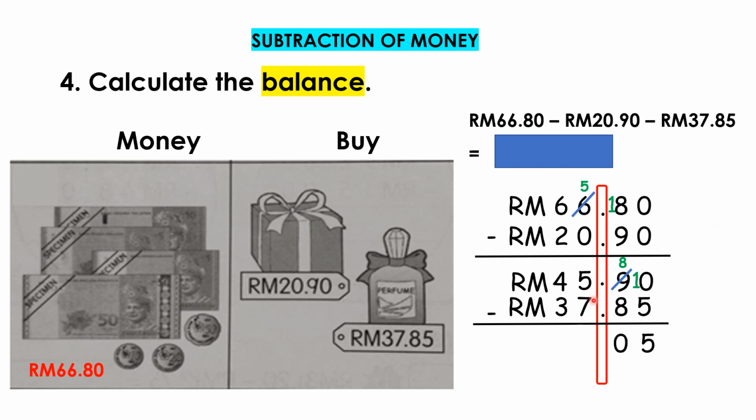Now 5 minus 7. Okay, 5 cannot minus 7 because 5 is smaller than 7. So we have to borrow from 4. So 4 minus 1 equals 3. Okay, and then give 10 to 5. So 10 plus 5 is 15. 15 minus 7 is 8. And then 3 minus 3 is 0. Okay, write the dot symbol and then RM, underline. So the answer is 8 ringgit and 5 cents.